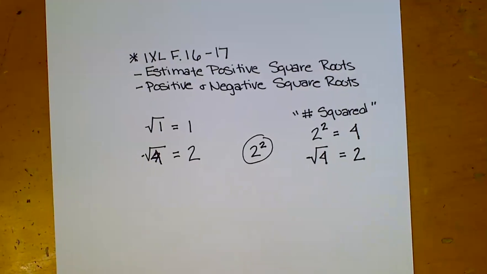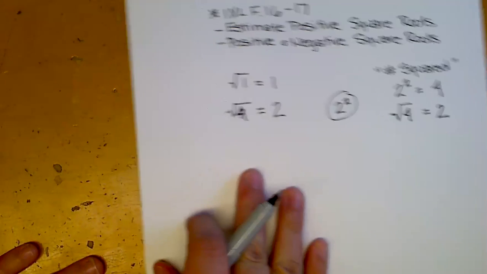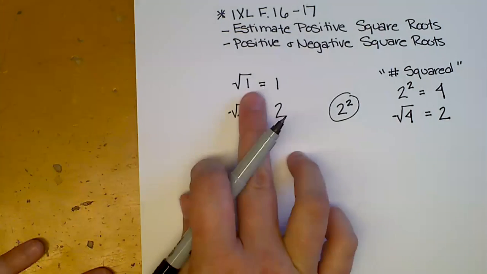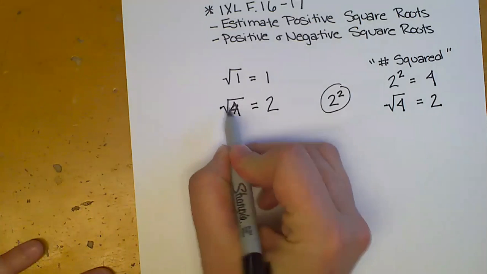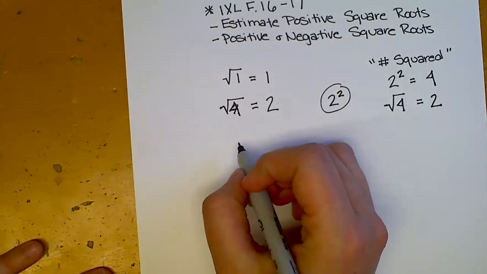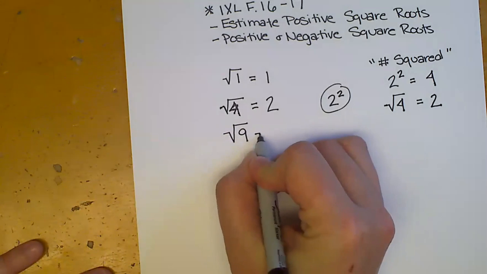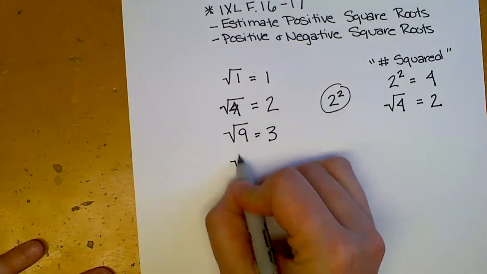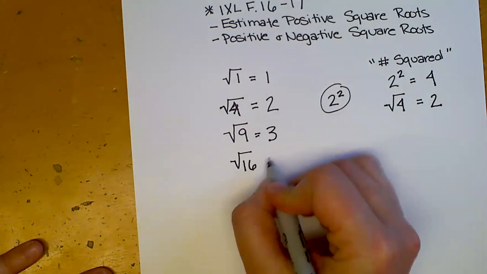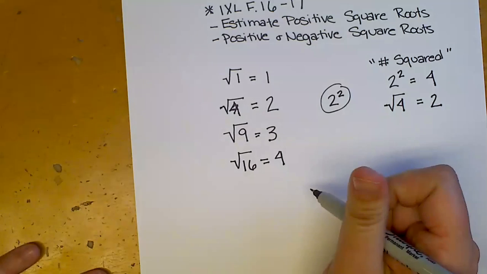I'm going to go through a few of the other perfect squares that you can get. So we've got the square root of 1 is 1, the square root of 4, this almost looks like a negative. I don't mean it to be a negative, sorry. And then the square root of 9 is 3. The square root of 16 equals 4, and so on and so forth.